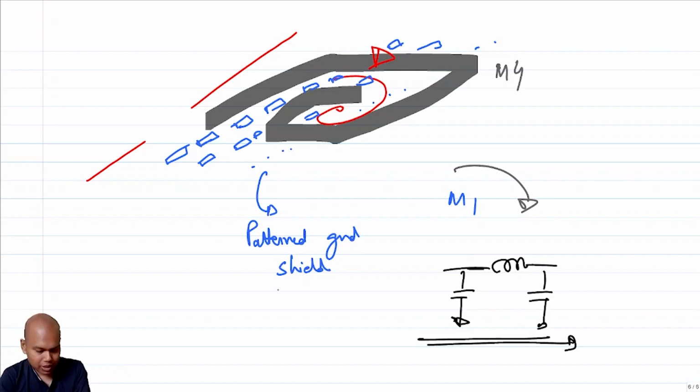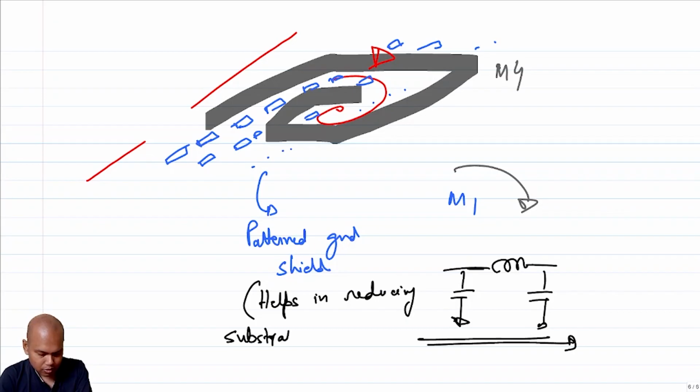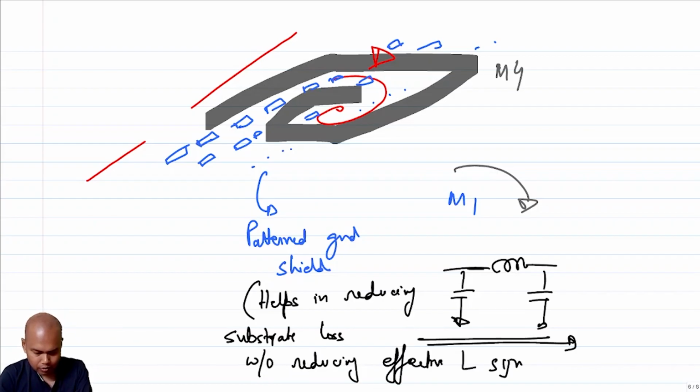So the patterned ground shield helps in reducing the substrate loss without reducing the effective inductance significantly, right? So that is some trick that one can play.